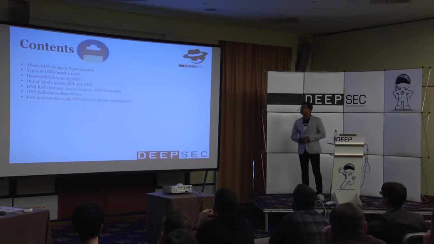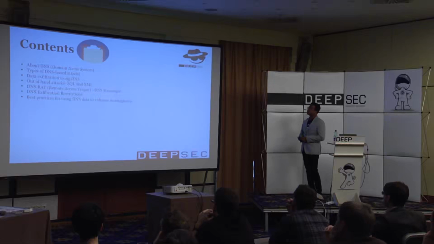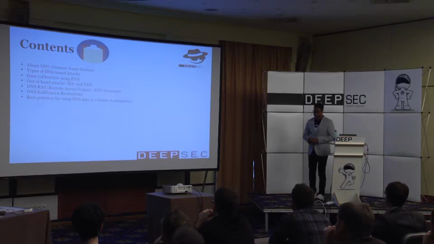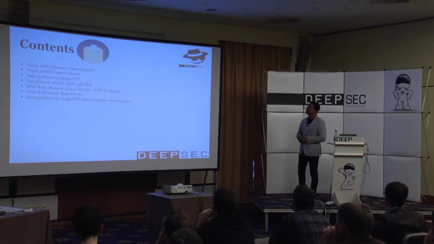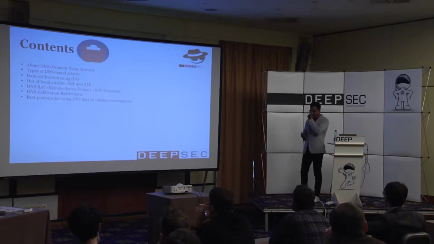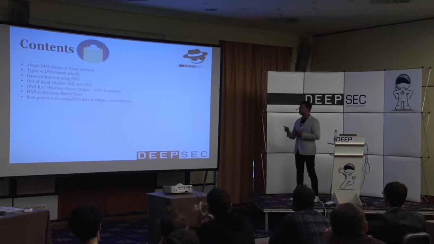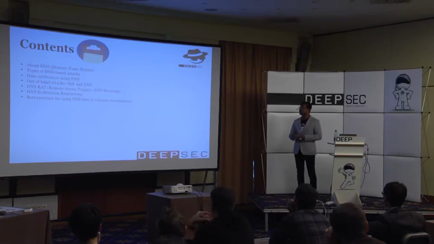So what we'll be covering today is the domain name system, the types of DNS-based attacks, data exfiltration using DNS, out-of-band attacks using SQL injections and XML injections, and a little about DNS messengers. Then DNS exfiltration restrictions, because DNS only has a fixed string length, and then how a company can use DNS to better improve their security standards or security posture.